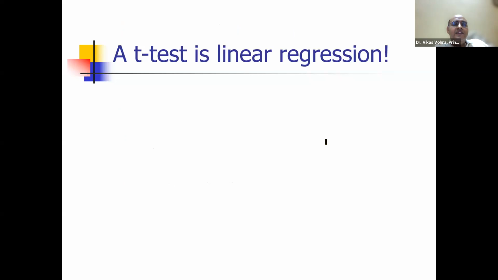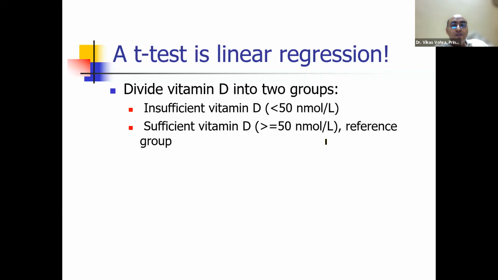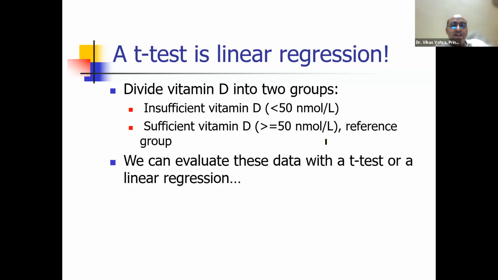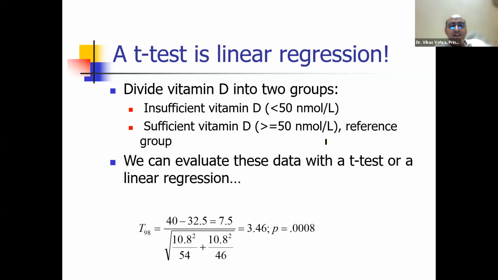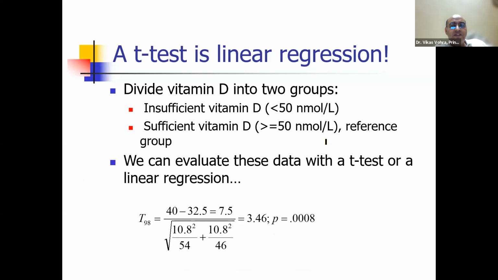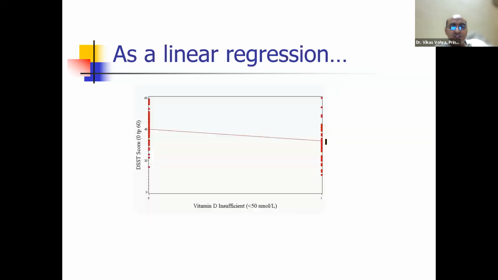So we say a t-test is a linear regression. How? Suppose we divide the vitamin D sample into two groups, those who have insufficient vitamin D based on certain criteria, and those who have sufficient vitamin D. The group having sufficient vitamin D in their blood can be called the reference group. And we can evaluate these data with a t-test or even with a linear regression. So when you test with a t-test whether the difference between the two groups is significant or not, this is how the plot will come, and those who are unaware of this statistical point will delete these plots and say, oh, something might have gone wrong.